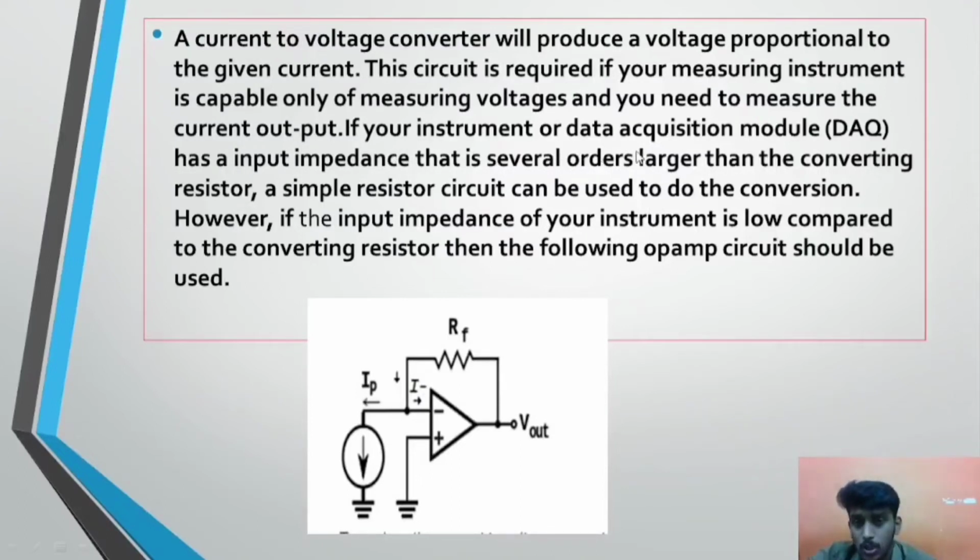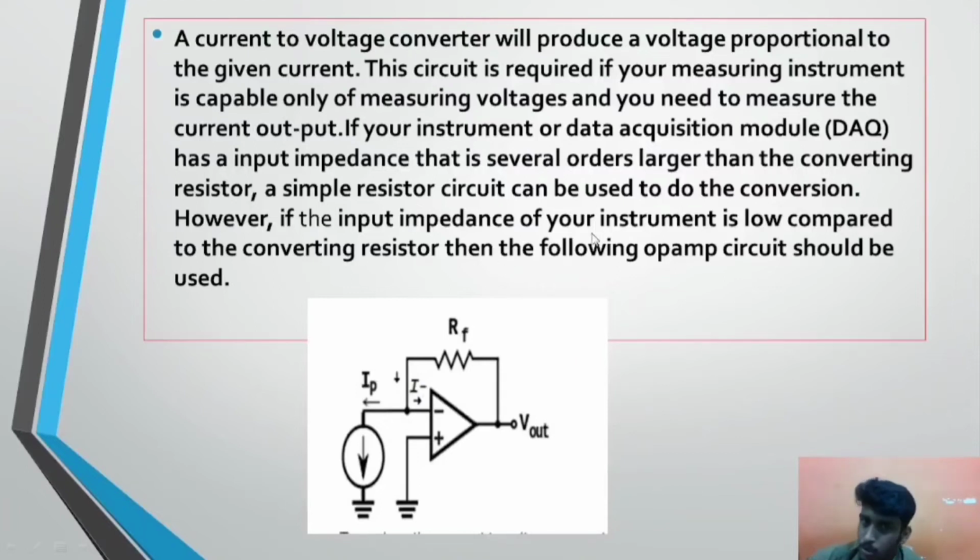If your instrument or data acquisition module has an input impedance that is several times larger than the conventional resistor, a simple resistor can be used to do the conversion. There will be errors with a large resistor. You must use small resistors to reduce the errors.